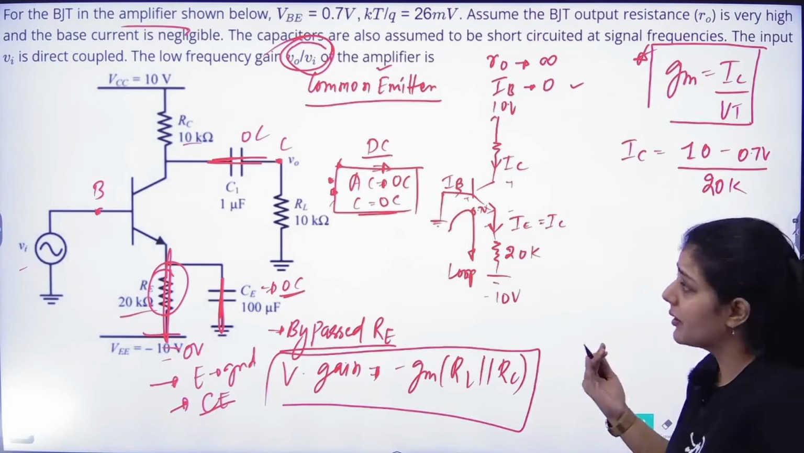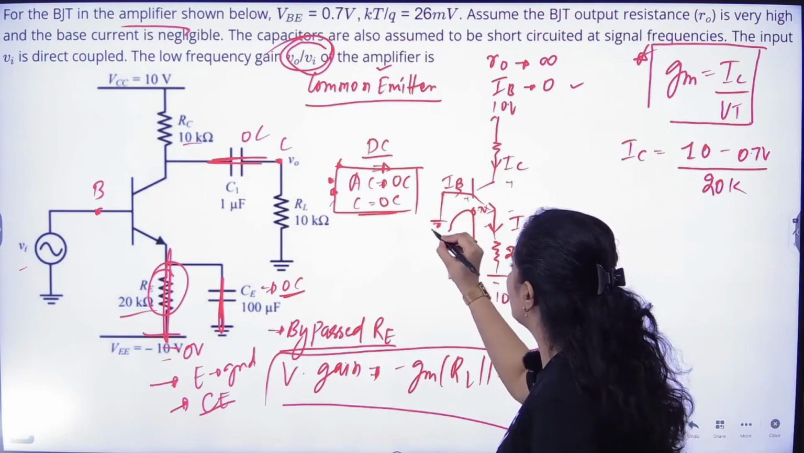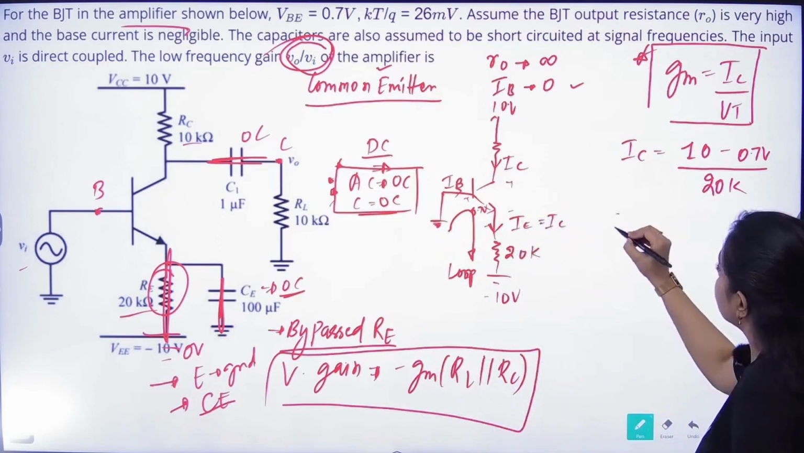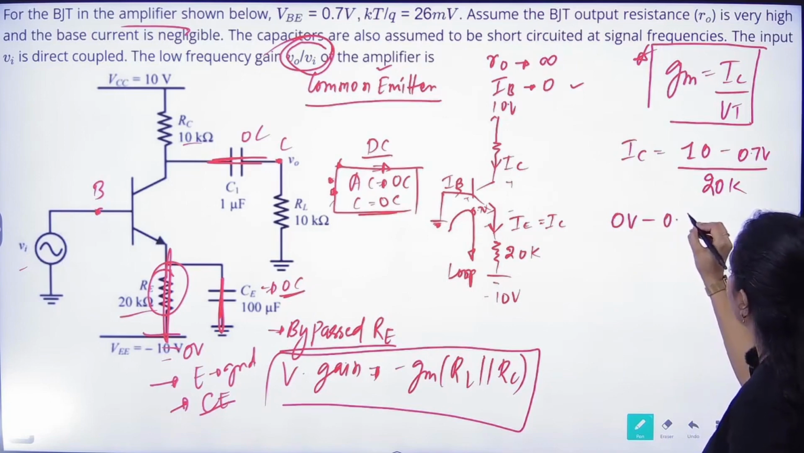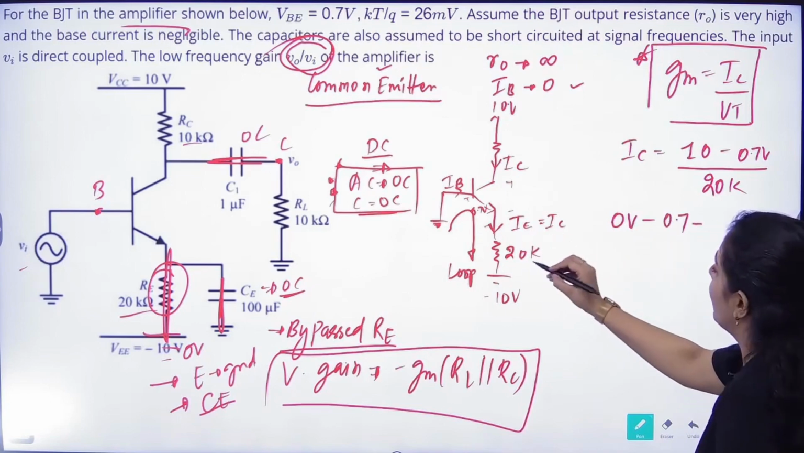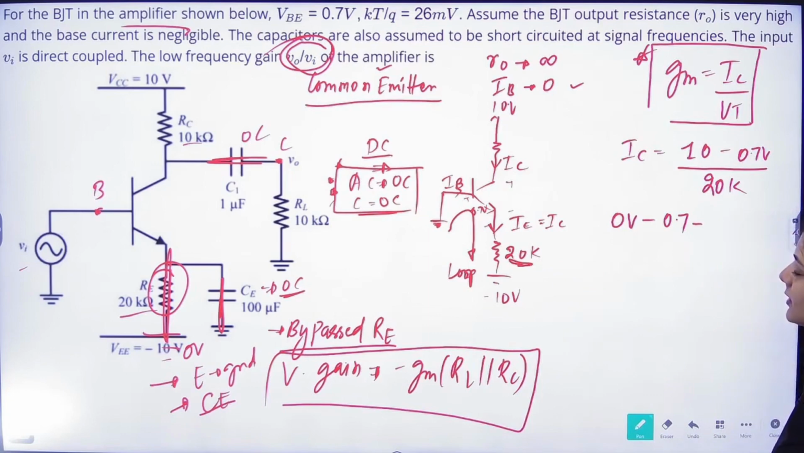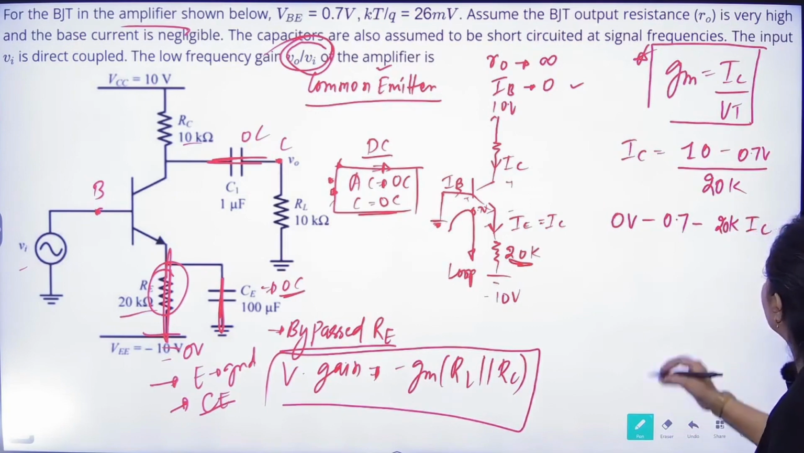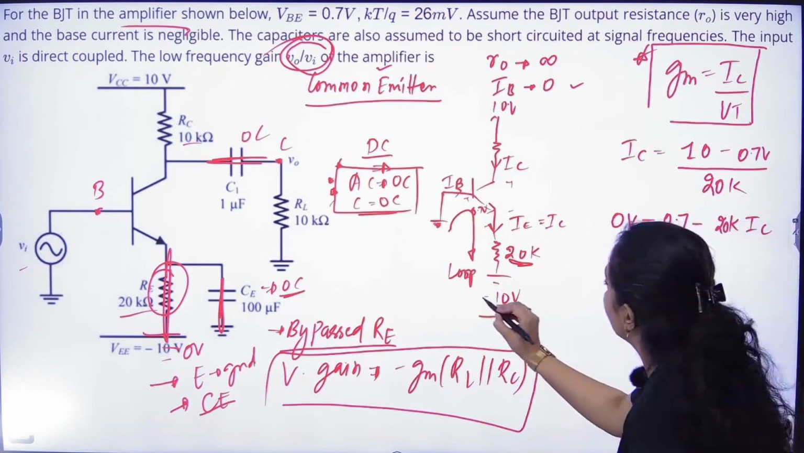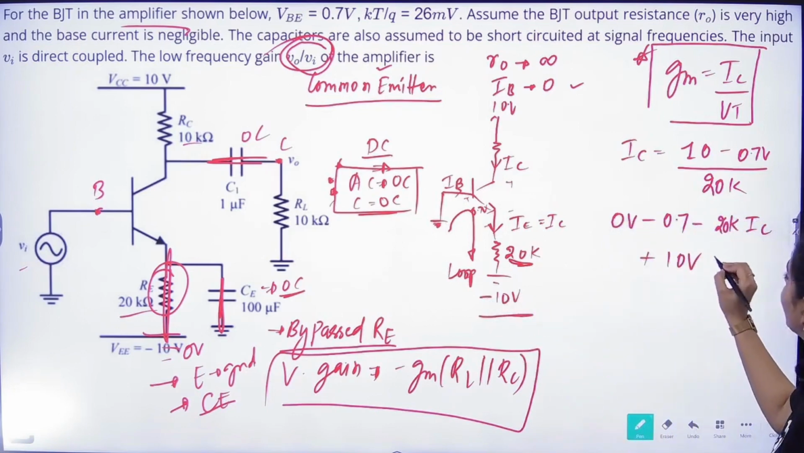If you want to see the complete equation, we will start from 0 volts. 0 volts minus 0.7, minus, in this we will encounter this resistance value. So in this resistance, what current is flowing? IC current or IE current, or anything you can write. Both are the same, right? 20k into IC, plus, this is negative of 10, right? That's why plus 10 volts is equal to 0.